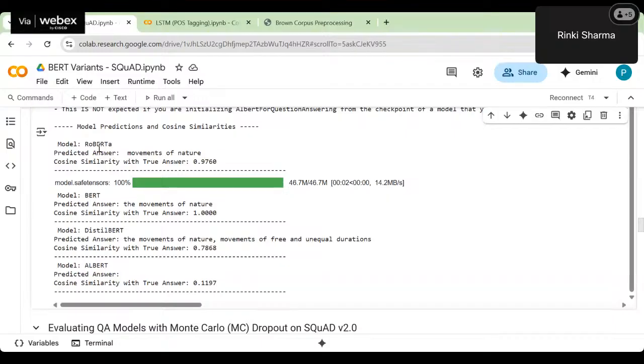Now, to see the strength of the transformer architecture, we set some of the neurons or some of the weights of these models, a fraction of these parameters, to 0. That is what we call dropout.